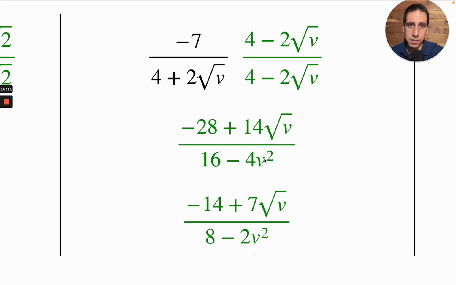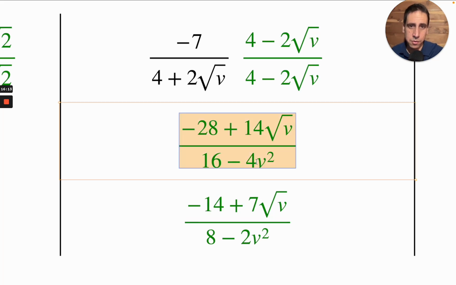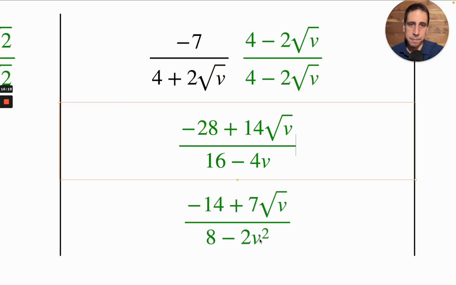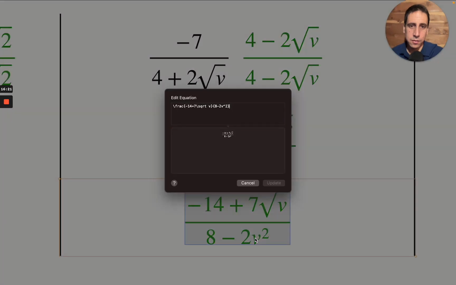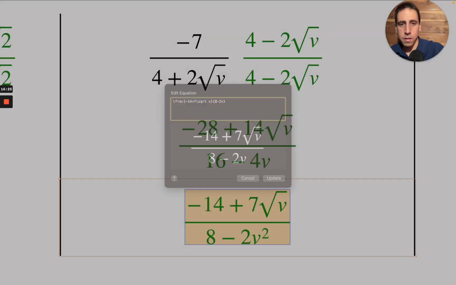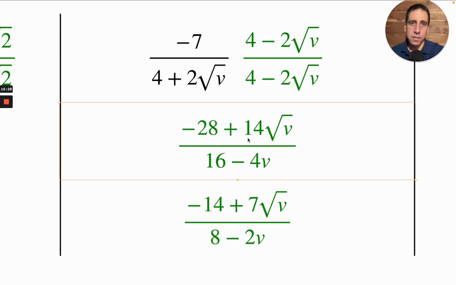Ooh, this should not be v squared. It should be just 4v. There we go. And this for the same reason. Okay. So then you can multiply negative 7 times 4 to get negative 28, negative 7 times negative 2 to get plus 14 square roots of v. And then 16 minus 4v is here.